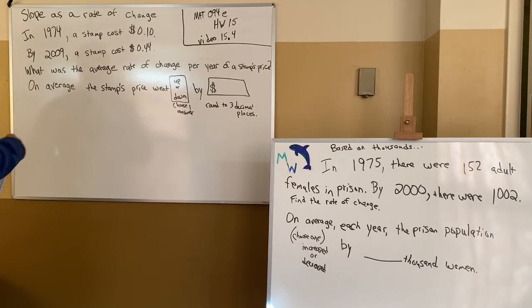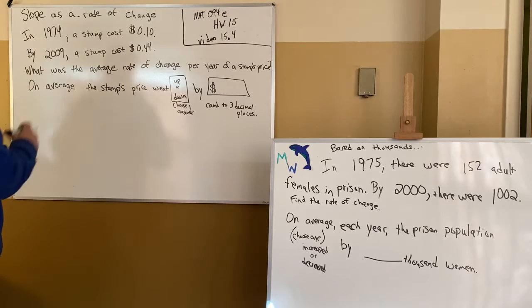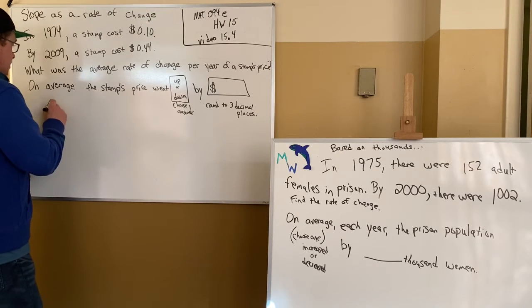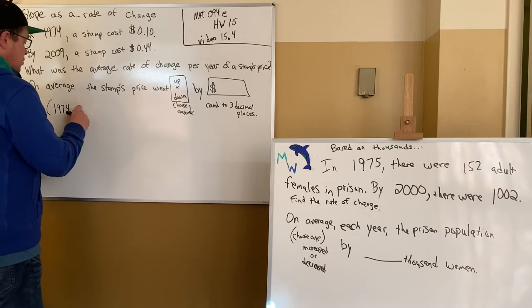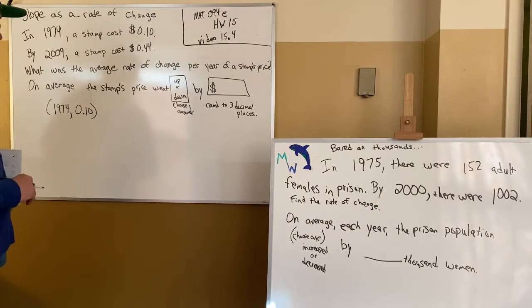And so we're going to look at this one where we're going to establish that in 1974, that's the year that we're going to use to drive the price of a stamp. A stamp was 10 cents to send a letter across the country. And by 2009, the stamp cost you 44 cents. So what we have is two ordered pairs. If you put in 1974 as the year, you'll find that the price was 0.10. That's 10 cents or 10 hundredths of a dollar.